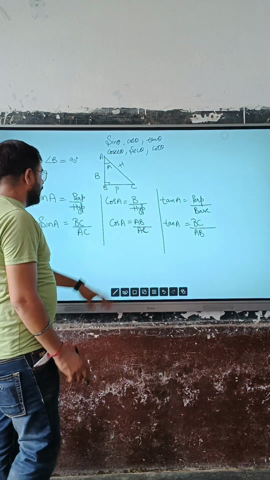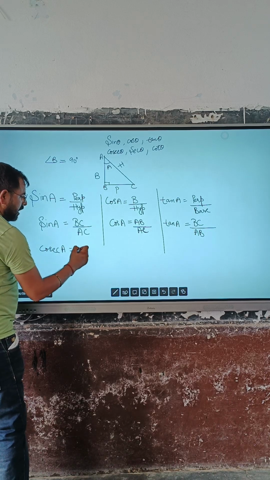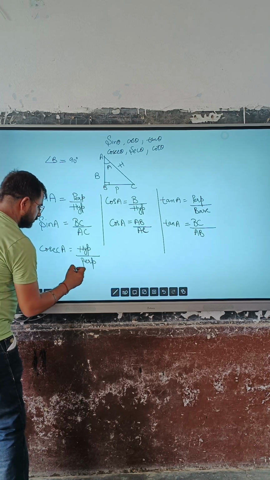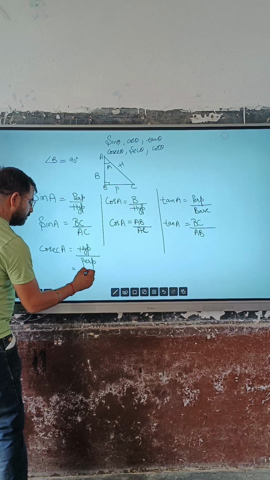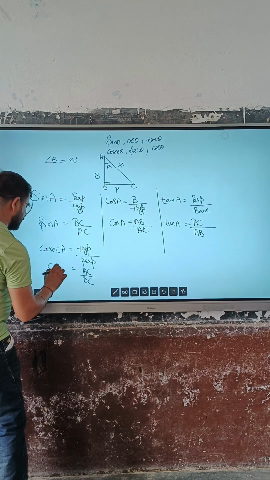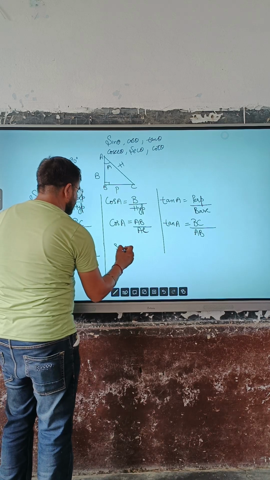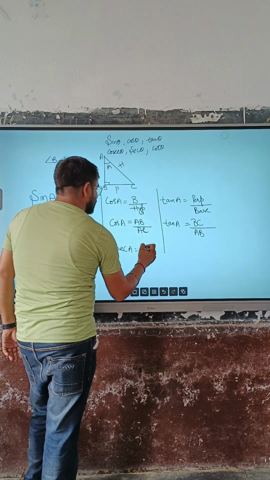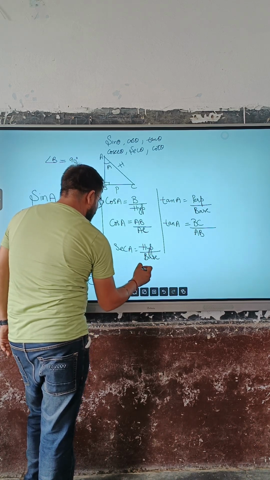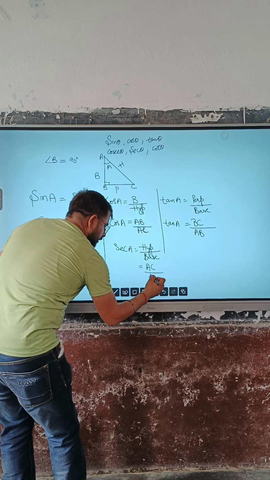The rest of the terms are: cosecant of angle A is hypotenuse over perpendicular. According to this triangle, hypotenuse is AC and perpendicular is BC. So cosecant A is this. Next one is secant A. Secant of angle A is hypotenuse upon base. So hypotenuse is AC and base is AB.